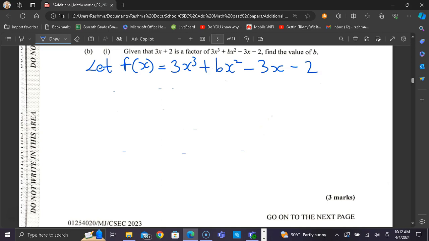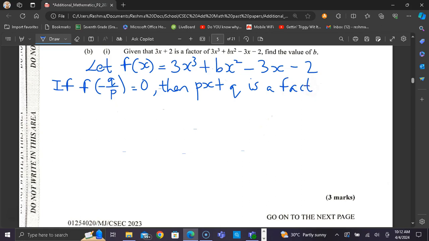So they told us that 3x plus 2 is a factor of f of x. So according to the factor theorem, if f of minus q over p is equal to 0, then px plus q is a factor of f of x. Right, so this is called the extended factor theorem. So let's apply this now to our factor 3x plus 2.